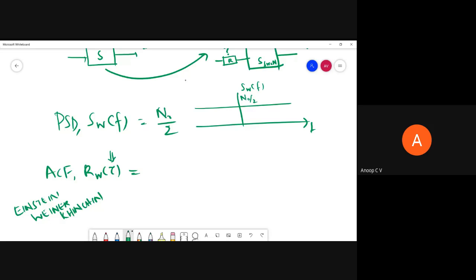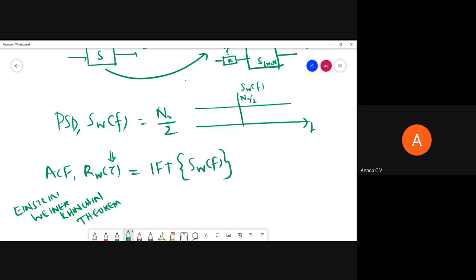Correct me if the spelling which I have written is wrong. Right. Einstein-Wiener-Khinchin theorem. It says the autocorrelation function is the inverse Fourier transform of the power spectral density. Right, what does that mean? The autocorrelation function and the power spectral density are a Fourier transform pair.